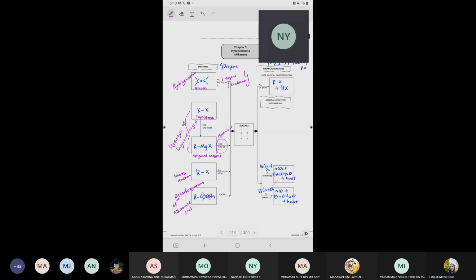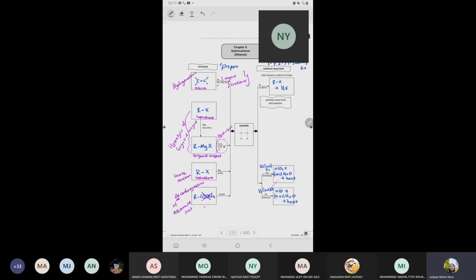Wood's reaction. Kita react haloalkane ni, yang ini adalah haloalkane, with sodium and ether, okay, to produce alkanes. Okay, for decarboxylation of alkanoic salt. RCOONa ni alkanoic salt. Okay, so the word de maksudnya buang. Nak buang apa? Kita buang COONa.